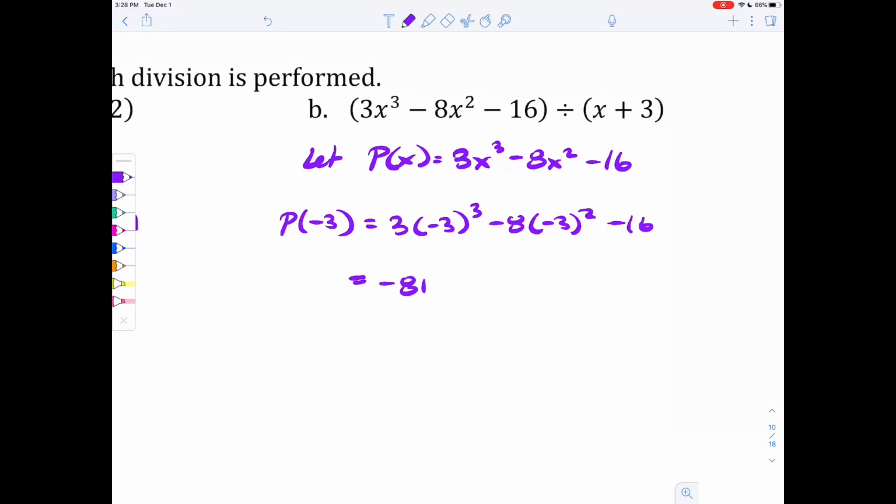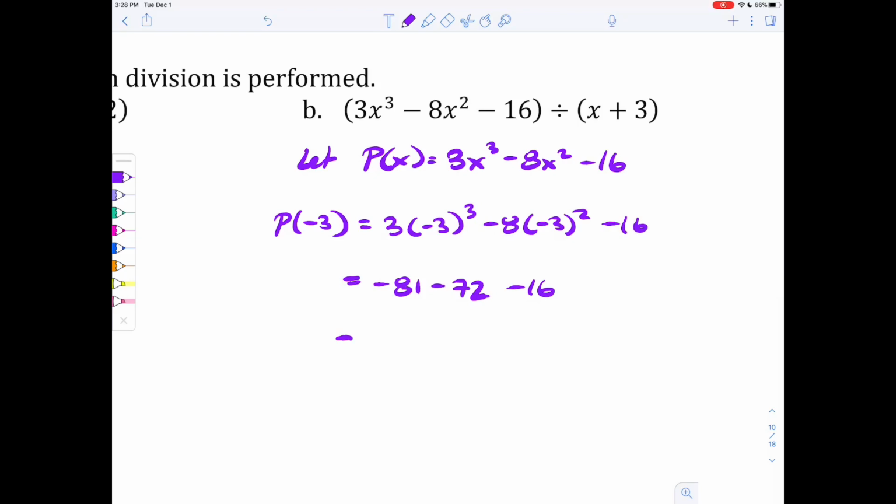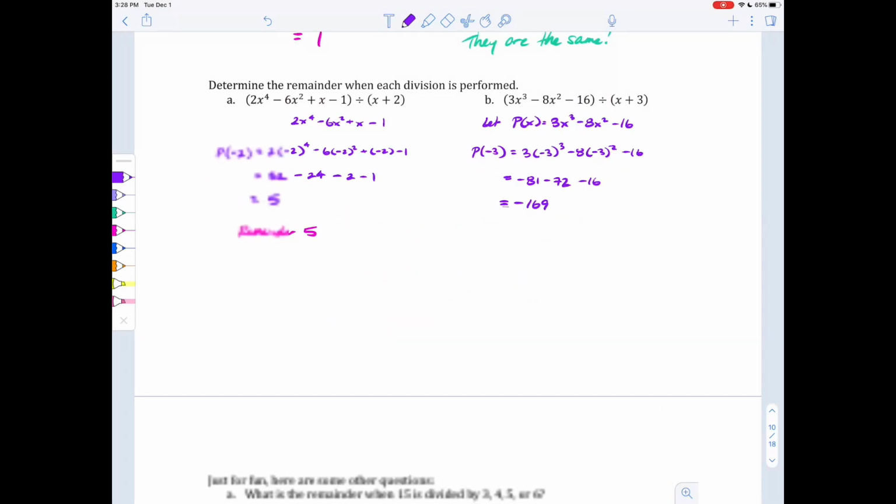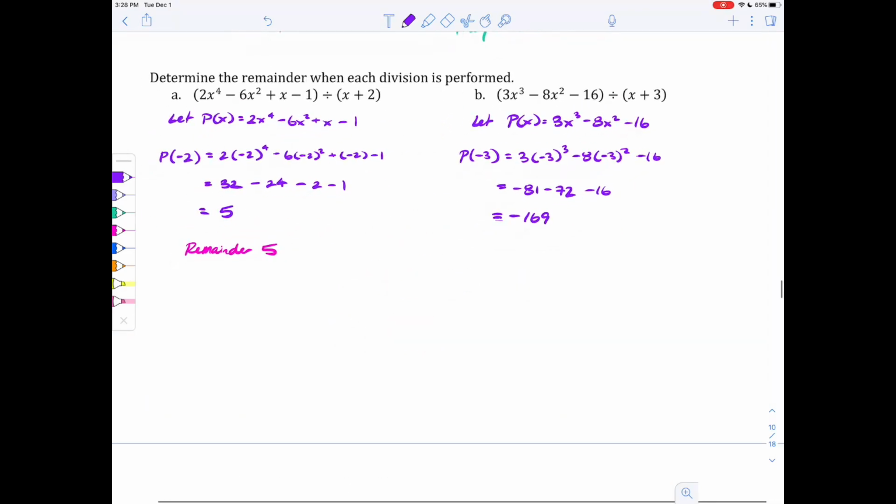Negative 27 minus 72 minus 16. What's 8 times 9 these days? 72. 27, 72, 99, 115. Wow! What a behemoth. So there's our remainder when each of those is divided. So that's the remainder theorem in use.